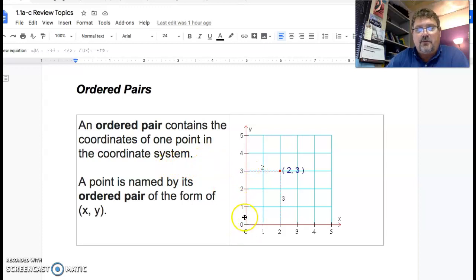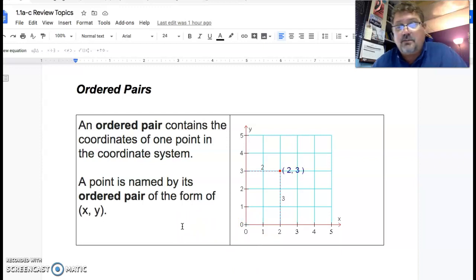Notice you've got your vertical axis, which is y, and your horizontal axis is x, and when they say ordered, it matters. X and y are always in this order. For example, the ordered pair 2, 3 means over 2 in the x direction, up 3 in the y direction, so that would be the location of 2, 3. Remember, negative x's go left of 0, negative y's go below 0. Okay, and that's how that works.